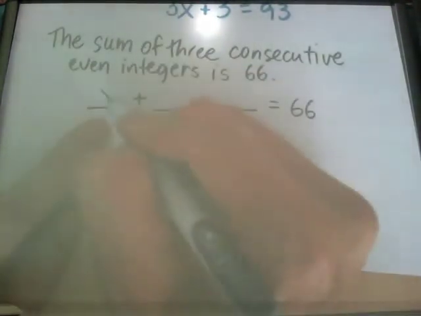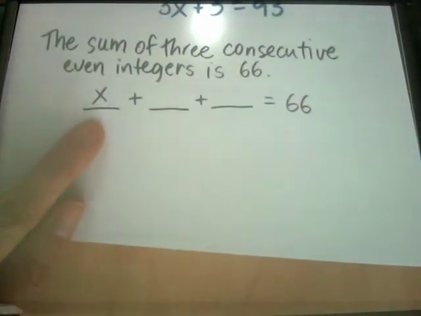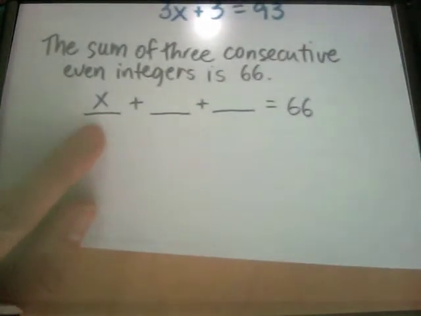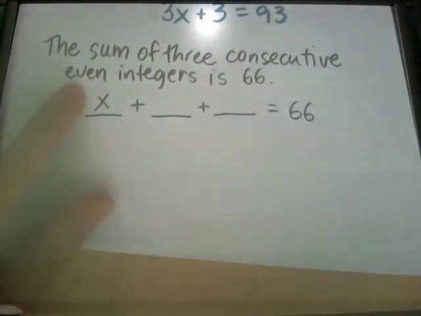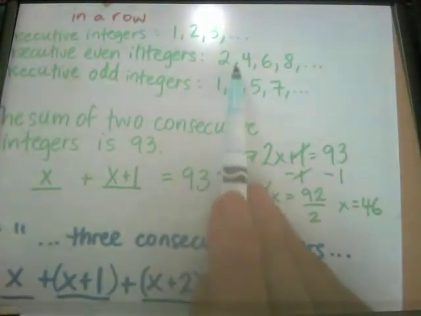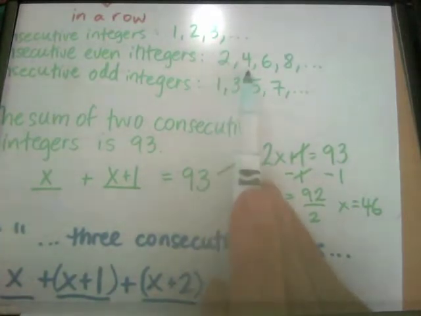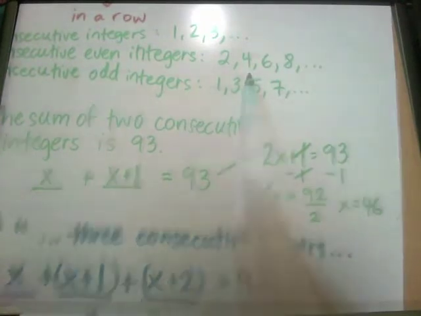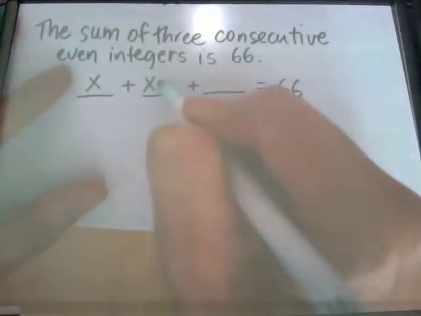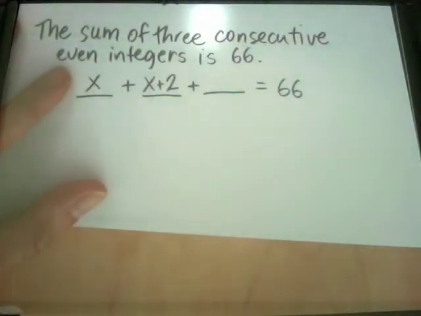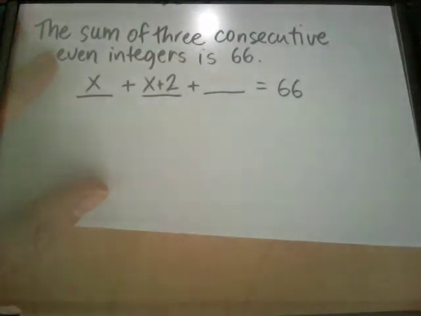Now again, I don't know the first one. I'm always going to call the first one x, or if you want to use a different letter, that's fine. But we always use the same variable throughout the equation. Now, even integers. Let's look back up here at my sample numbers. If the first one is x, the next one is the original number increased by how much? Good, I see lots of fingers. It'd be the original number increased by 2, because with even integers, we're skipping, right? 2, 4, 6, 8, we're skipping a number, so it increases by 2.